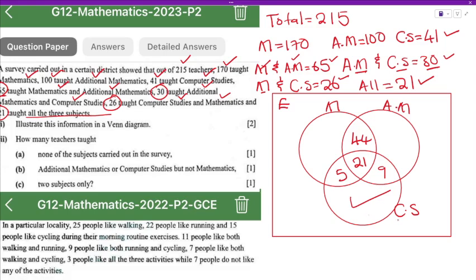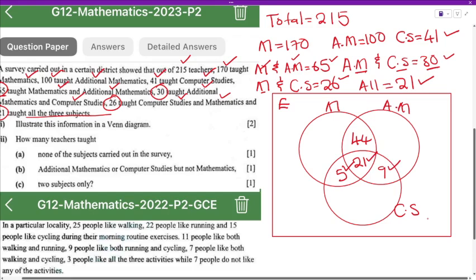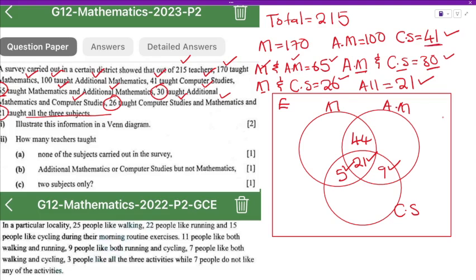So we're going to say 21 plus 9 plus 5. These values here are the ones that are already existing in the set for computer studies. When you add those, we get 21 plus 9, that is 30, plus 5, 35. The total should be 41. So we're going to say 41 minus 35. What do we get? We get 6. So you place the 6 there, so that when you add everything in that set, you get 41.